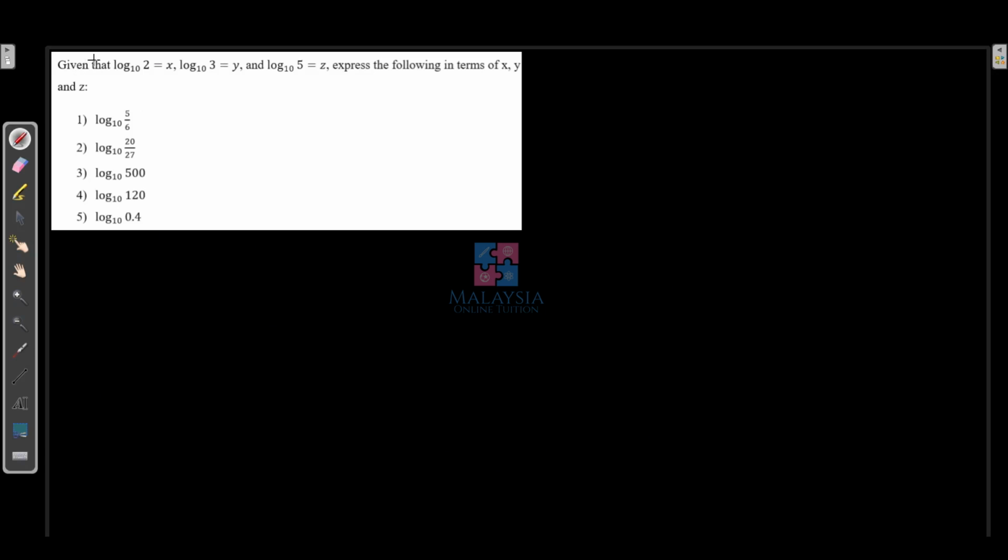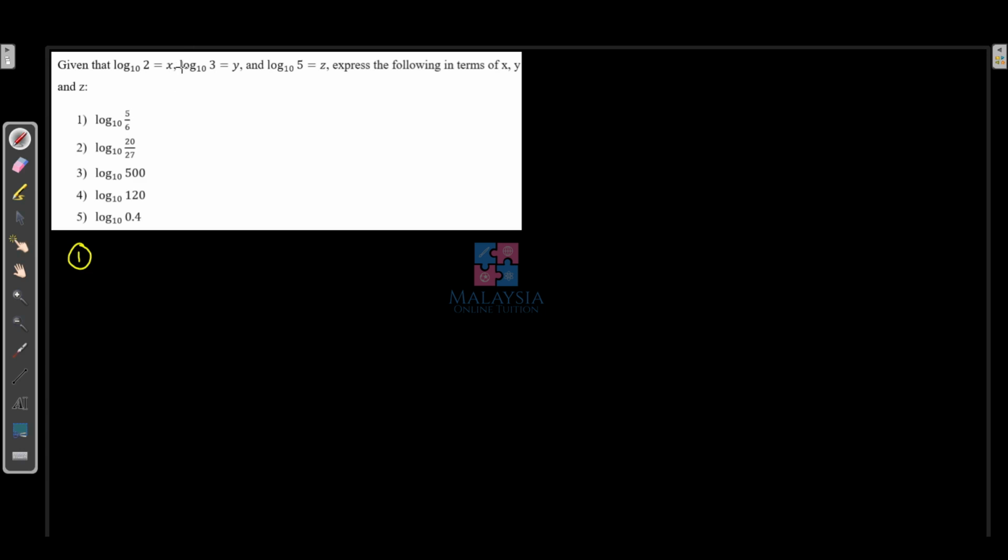Moving on to question number 4. Given that log base 10 of 2 equals x, log base 10 of 3 equals y, and log base 10 of 5 equals z, express the following in terms of x, y, and z. So for part 1, log base 10 of 5 over 6.